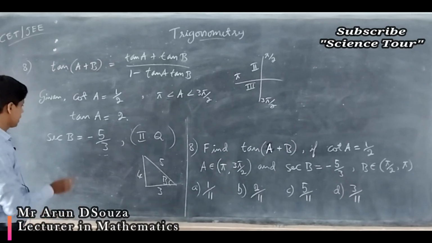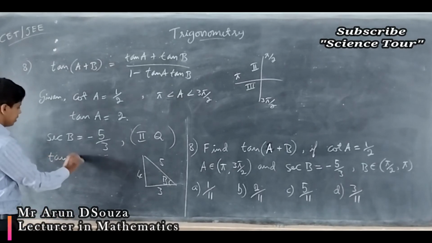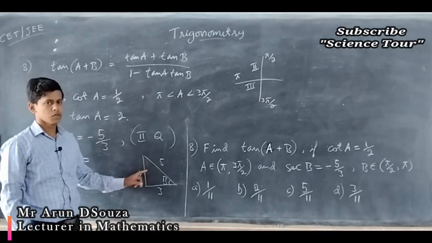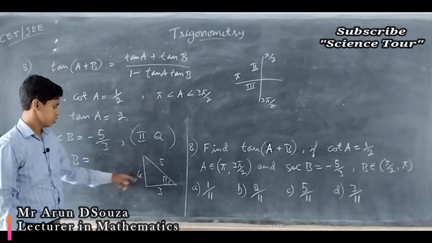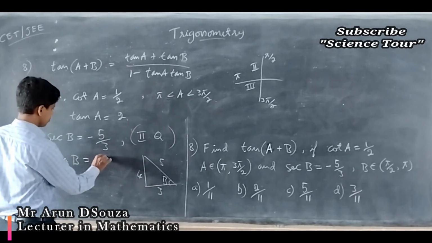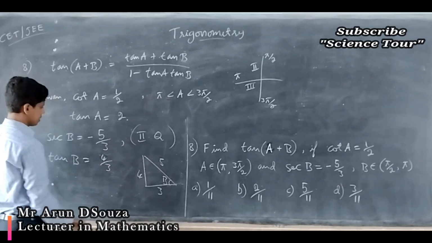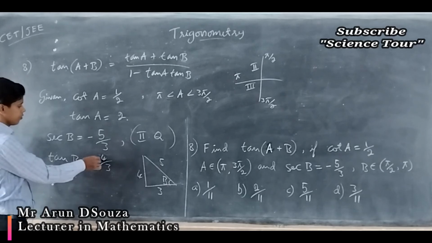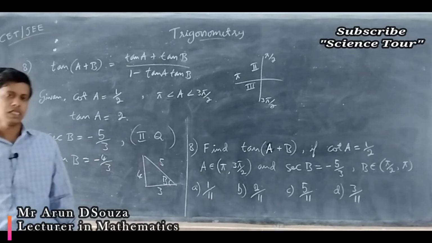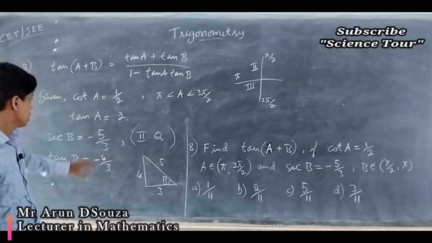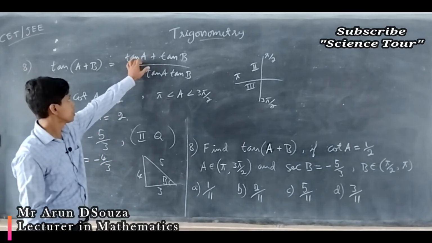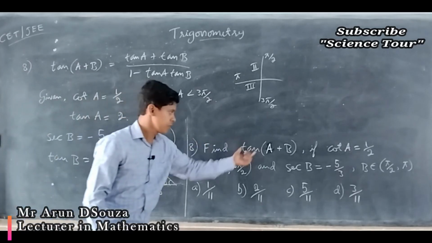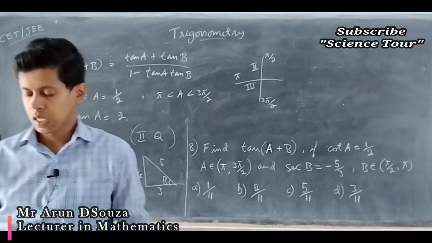Okay, now I should write tan B. So what is tan B? Tan is opposite by adjacent. So opposite is 4 and divided by 3, and we are in the second quadrant. Tan is also negative. So that is minus 4 by 3. So these are the two values we got to substitute in these places and get tan (A plus B). Okay, so we'll get one of these options.